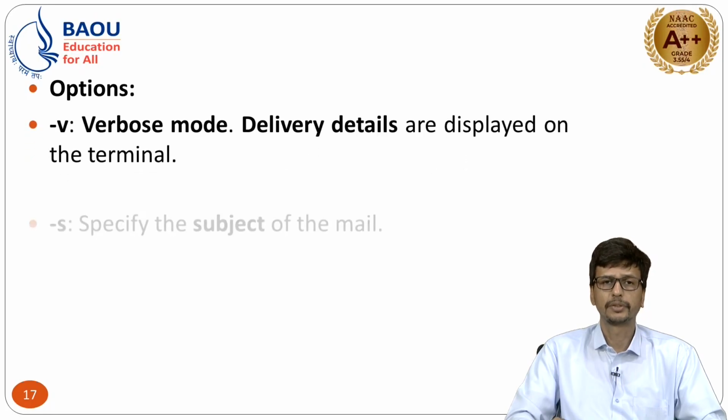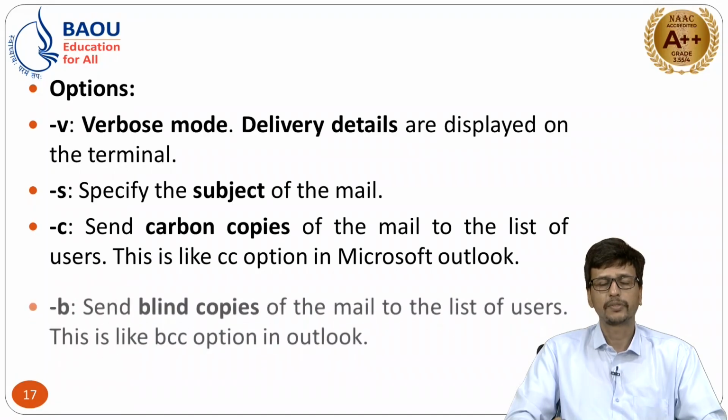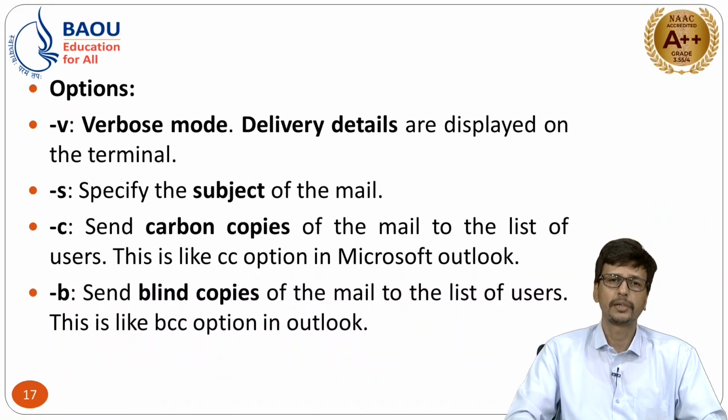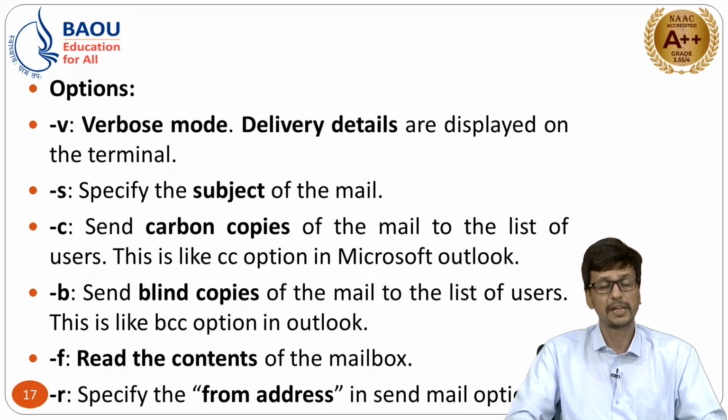Now there are multiple options that you can use with the mail command. V is for verbose information: for the message sent, you can see the delivery information with this option. The s option represents the subject. Then c is for carbon copies. If you want to send mail to multiple users, you use this CC option. The BCC option is just like the blind carbon copy in normal mail applications. Then f reads the contents of the mailbox. If you want to read the inbox, you use the option f, and r specifies the from address.